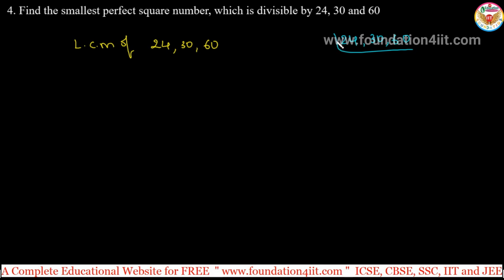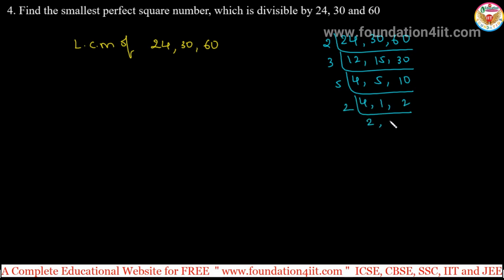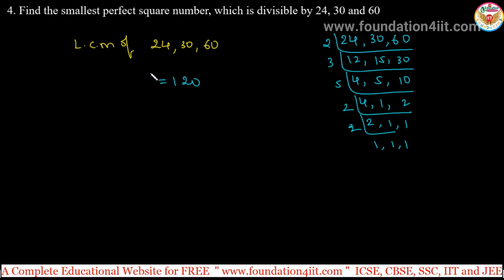You can take the table 2: 12, 15, 30. 2 table. Again 3 we can take, 3 4s are 12, 3 5s are 15, 3 10s are 30. If you take 5, 4 as it is, 1, 2. 2 table, 2 2s are 4, 1, 1. And 2 table this is. Okay, 2 into 3, 6, 6 20s, so 120 is total. So the LCM is equal to 120.